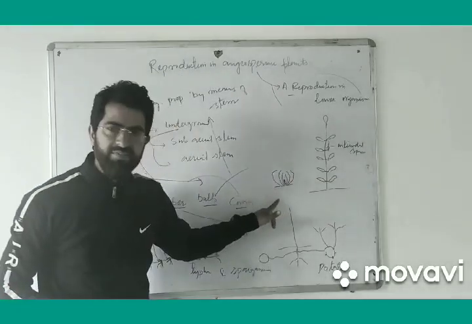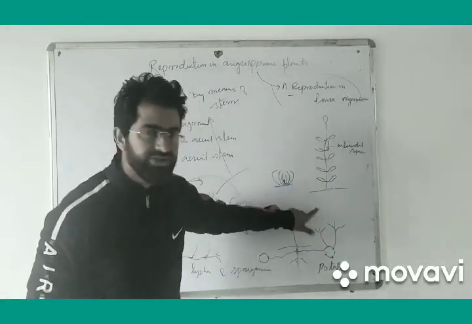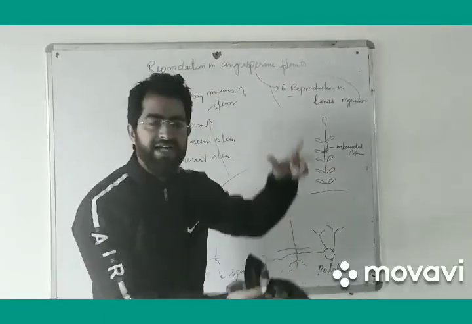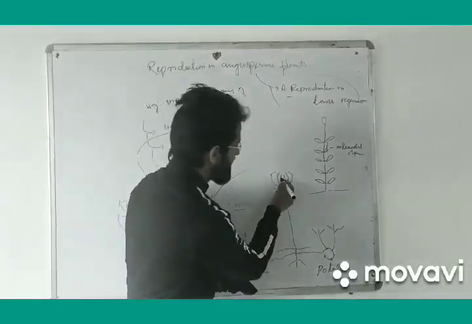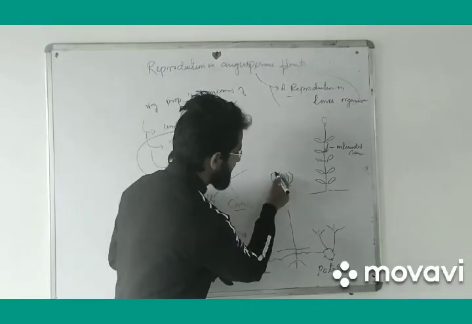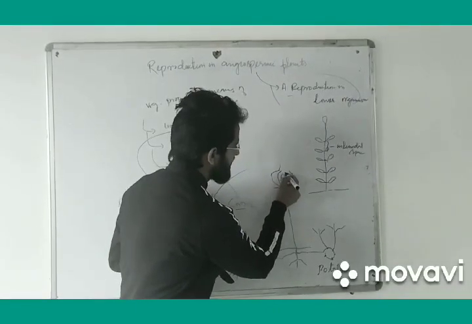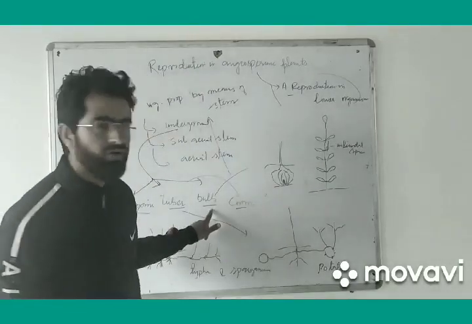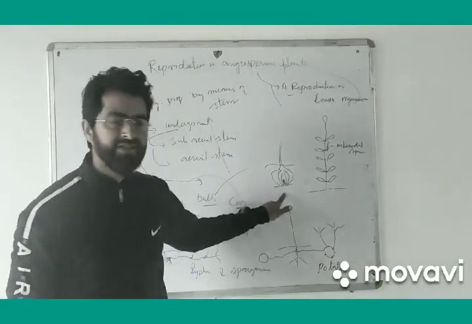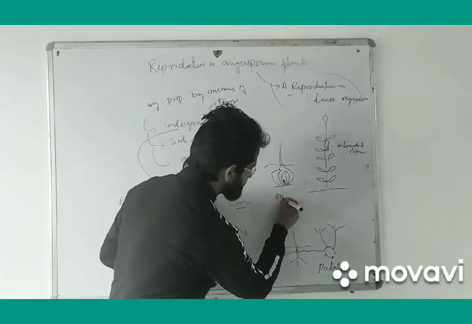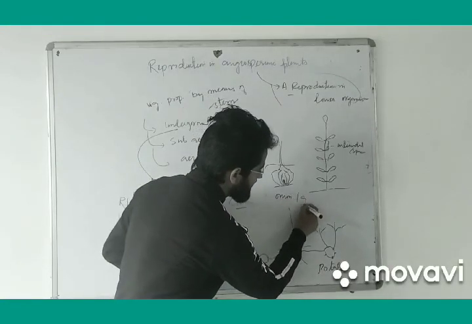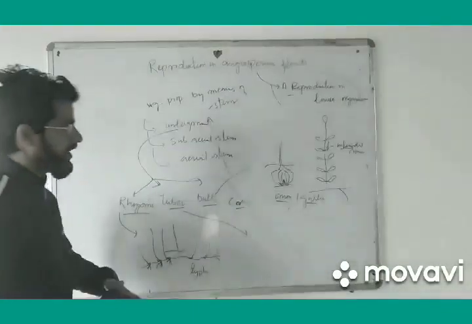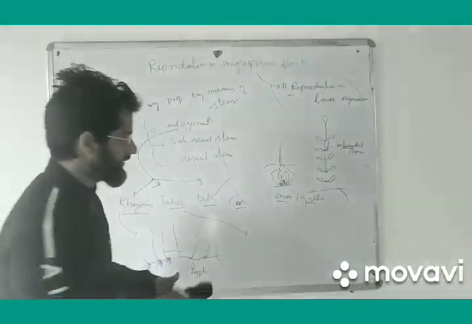If such a structure, that means a reduced stem without internodal space, develops underneath the soil, we call it a bulb. You have seen it in onion, garlic. Now we will talk about corm.